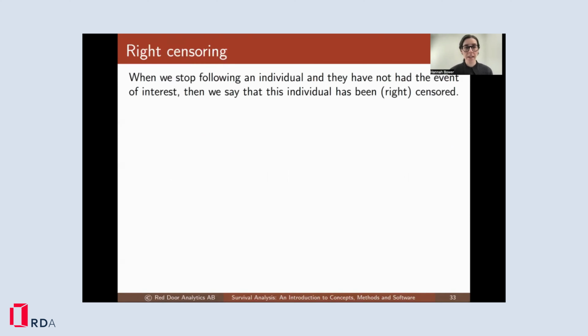So let's focus on right censoring to begin with. When we stop following an individual and they have not had the event of interest, then we say that an individual has been censored or right censored.